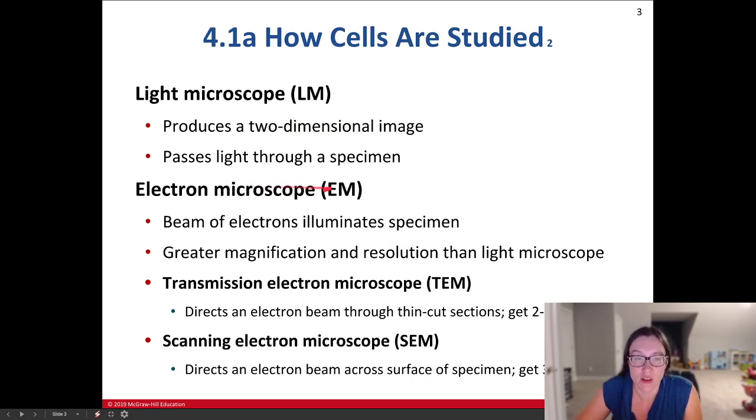Whereas electron microscopes are a lot more powerful. It beams electrons to illuminate the specimen, and they're also not as commonly used clinically. They have a lot better magnification and resolution, but you'll see them more in research. There's 2 different types: a transmission electron microscope or a scanning electron microscope. And the scanning electron microscope will give you better 3D images.